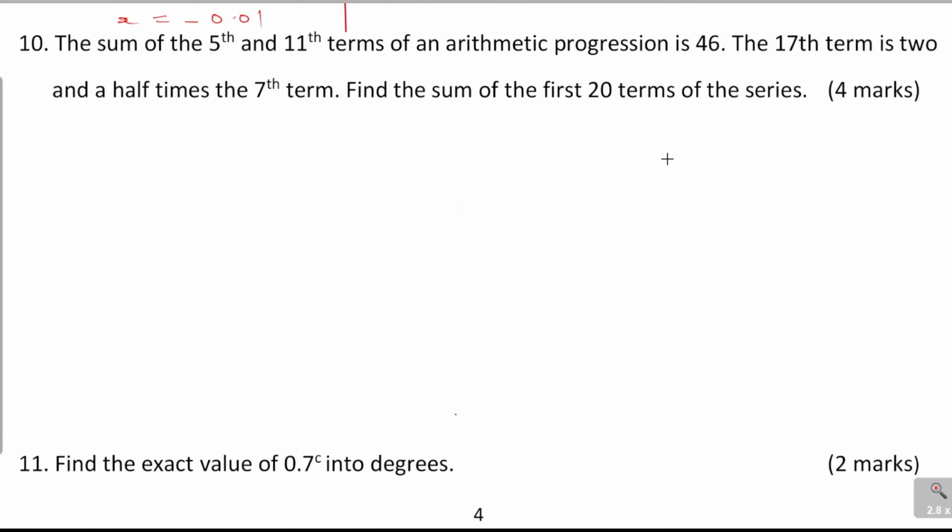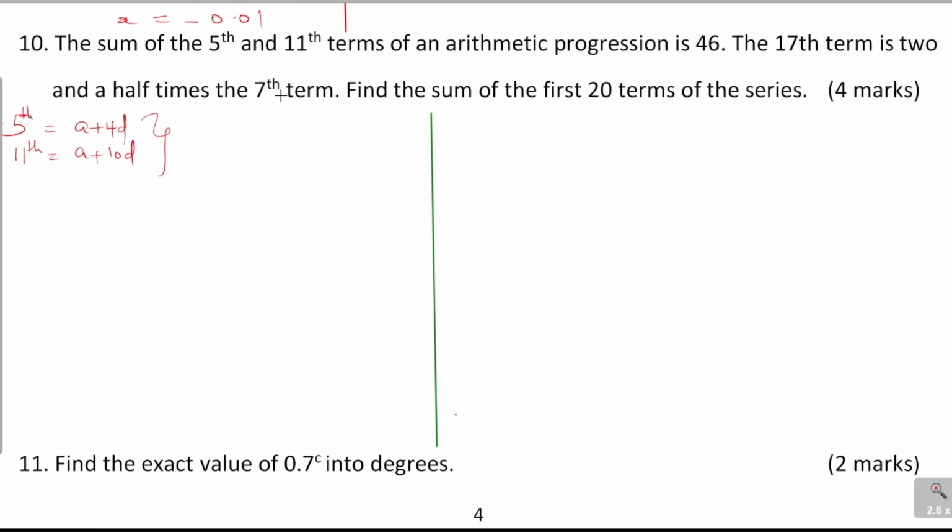Question 10. The sum of the 5th and 11th terms of an arithmetic progression is 46. The 17th term is 2.5 times the 7th term. Find the sum of the first 20 terms of the series. So the first thing, write the 5th and the 11th terms of the arithmetic progression. The 5th term is written as a plus 4d. Then the 11th term is a plus 10d.